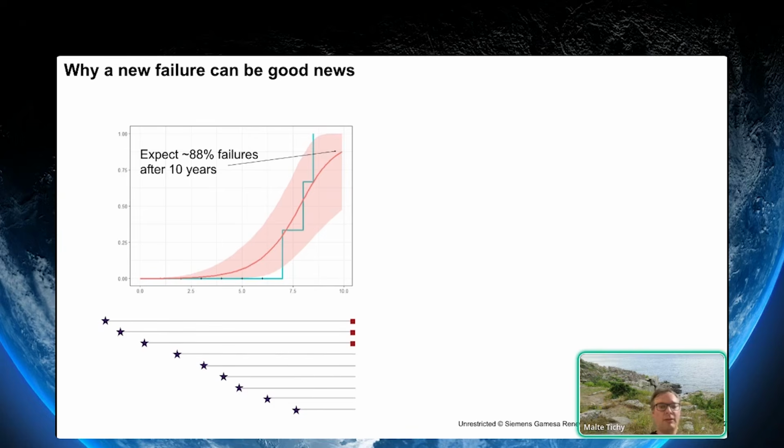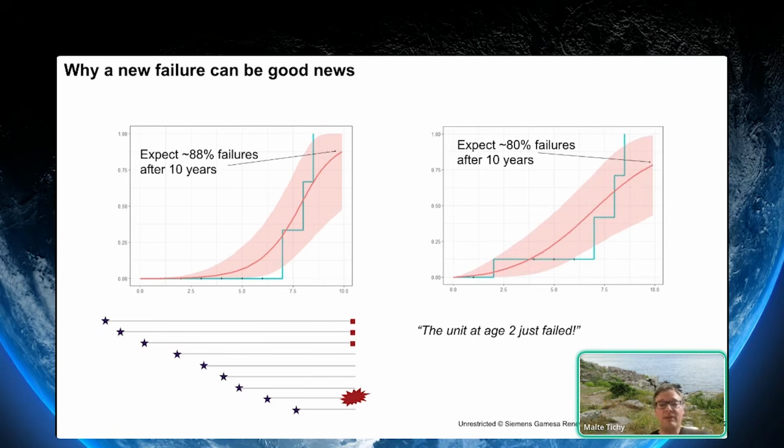Now you're being called and told, oh, there's another unit that failed, and it failed very early at age 2. Now, is this good news or bad news? Well, this will depend very much on your assumption on the modeling. In this case, if you fit the same distribution, the distribution shape will be lower and will be more compatible with a failure mode that is quite age independent, and this pushes down the probability to experience a failure until 10 years from 88% to 80%.